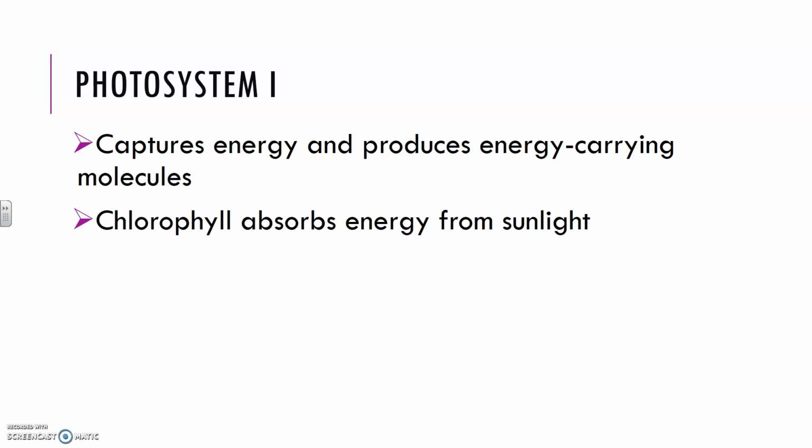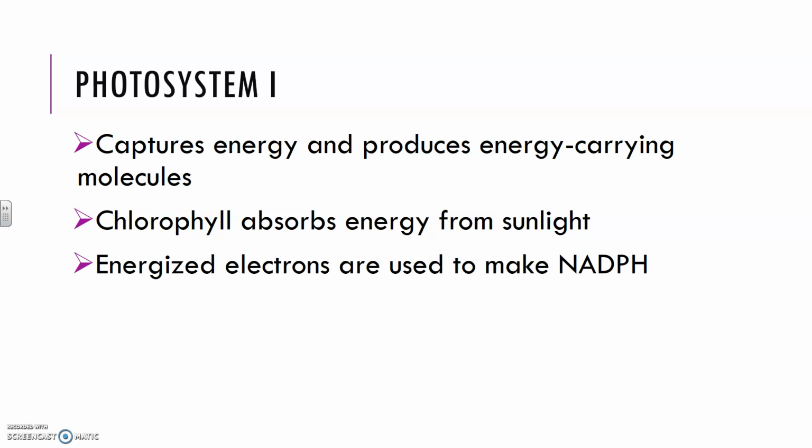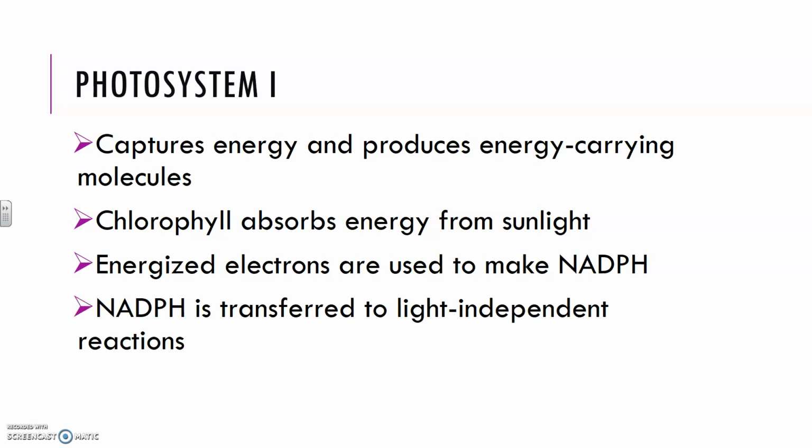So again, chlorophyll will absorb energy from the sunlight and pass that into the electrons. And then those energized electrons are going to be used to make something called NADPH. So NADPH will then be transferred to the light-independent reactions. And then the hydrogen ions are also going to be used to create ATP. Okay? And some of them also get used in the production of the NADPH, but alright.